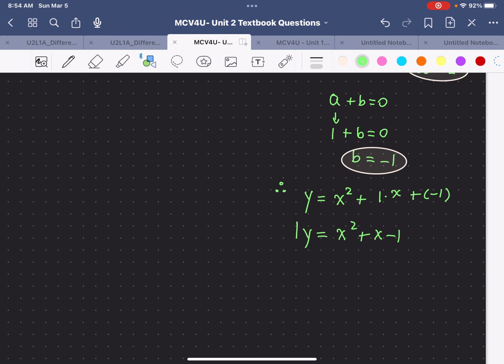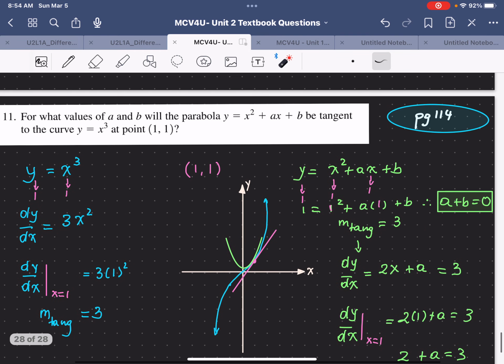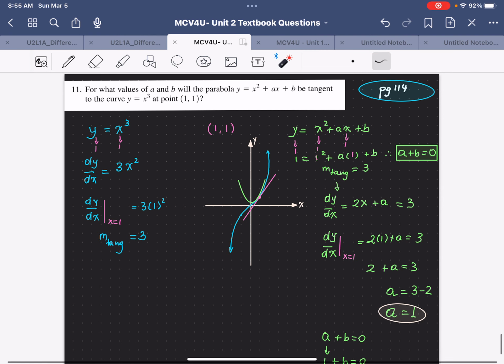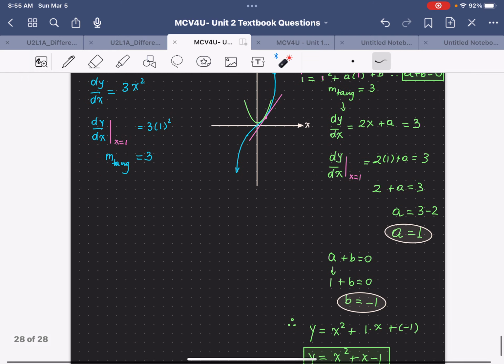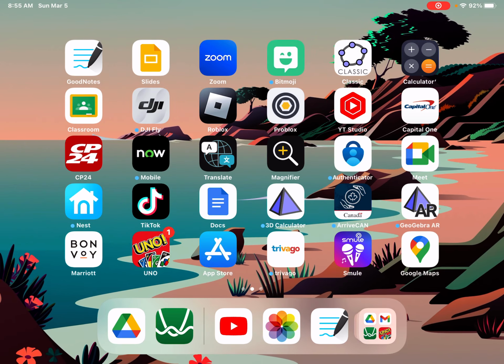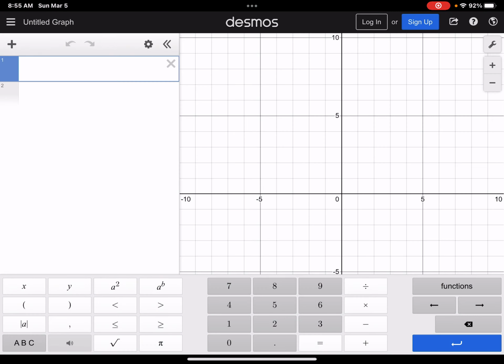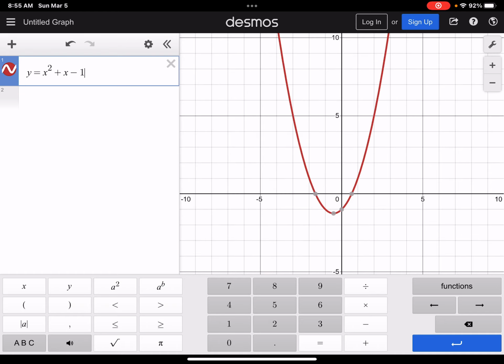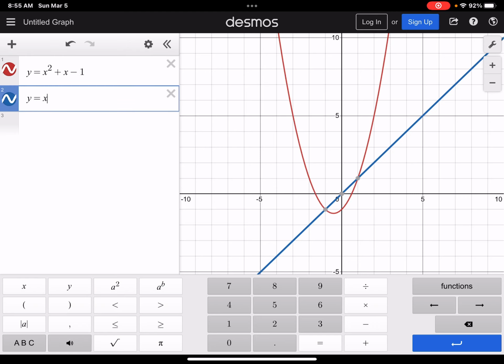Now, just for the fun of it, we are going to draw the graphs of this parabola and the cubic function, and check to see if it met our design or our graph, which we kind of drew before we discussed the algebraic solution. So I'm going to start off with x squared plus x minus 1. And then we're going to draw the graph of y equals x cubed as well, x to the power of 3.